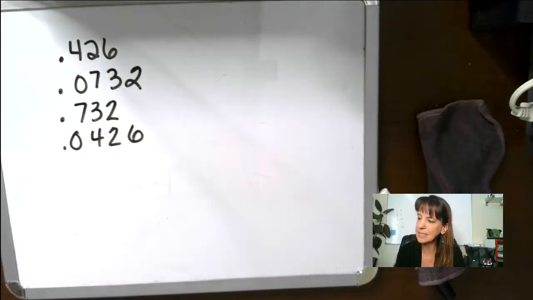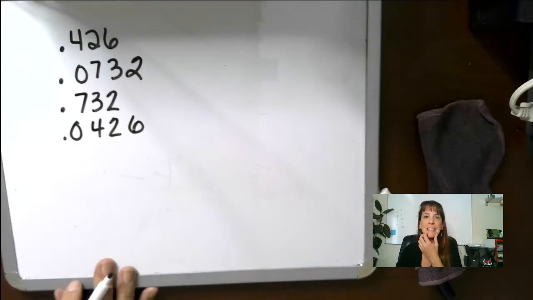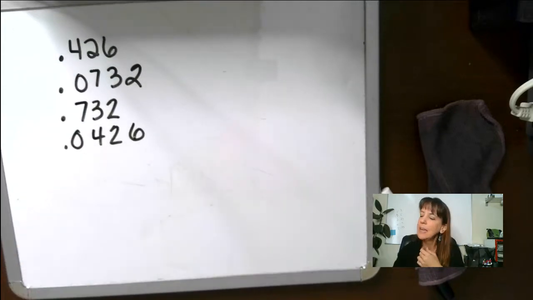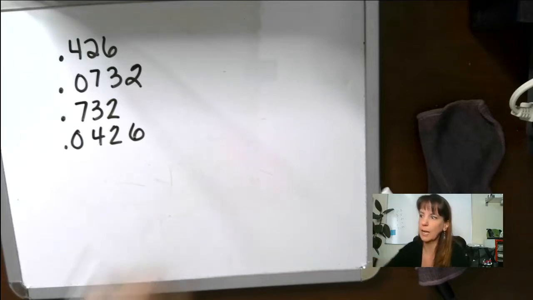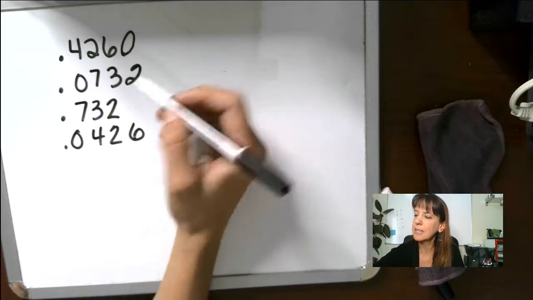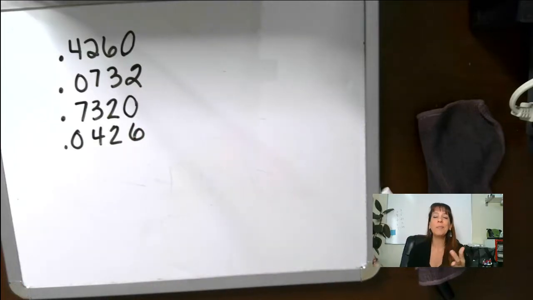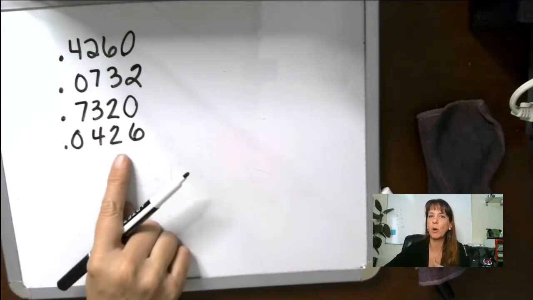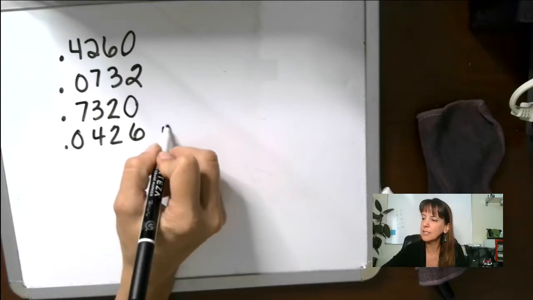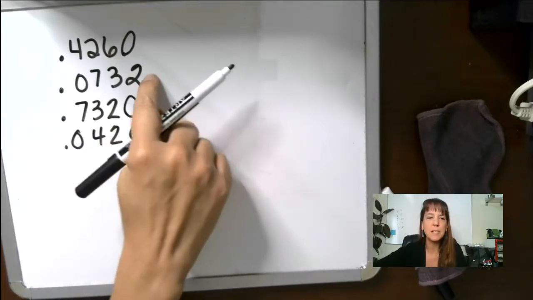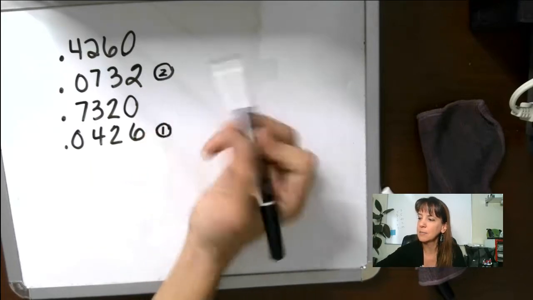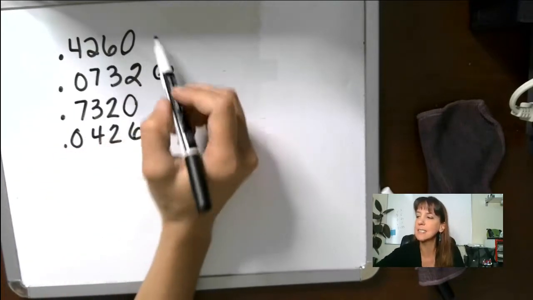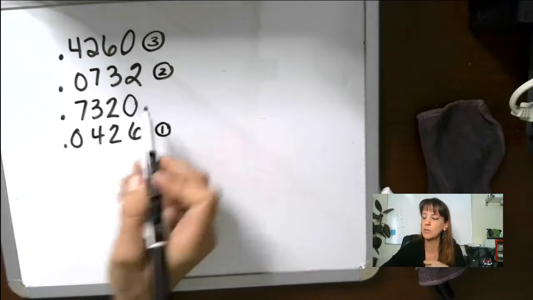and 0.0426. Now, you notice I wrote these vertically, and in the book it's written horizontally. I think this way is a lot easier to compare. We're going to put some zeros in for placeholders, okay? So I'm going to put a 0 here because that's a nice placeholder, and a 0 here. Now, all we have to do is pretend that the decimal's not there and imagine what those numbers would be. If those decimals were not there, the smallest one is going to be 426. So that's our smallest decimal. Our next one would be 732. That's our next smallest decimal. Then 4,260 is smaller than 7,320.